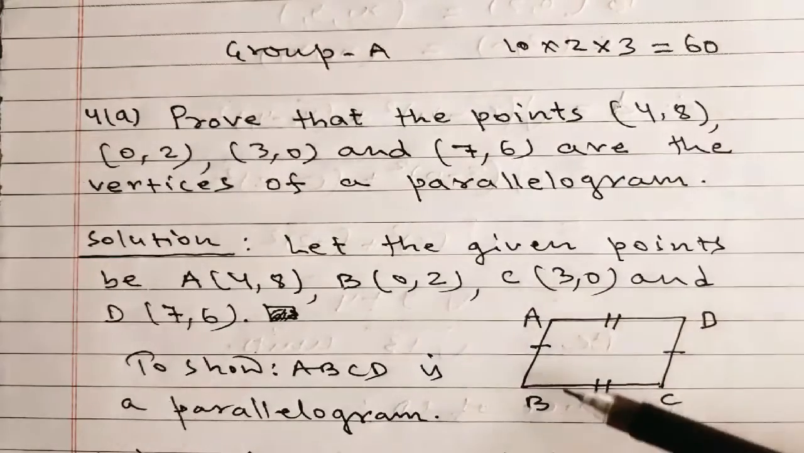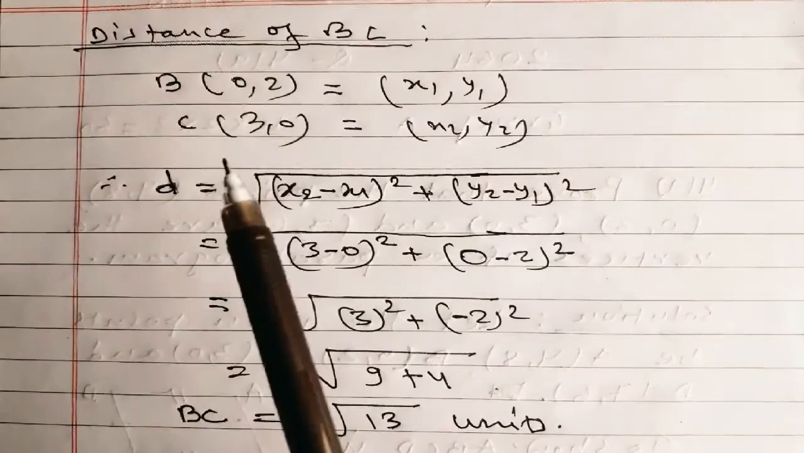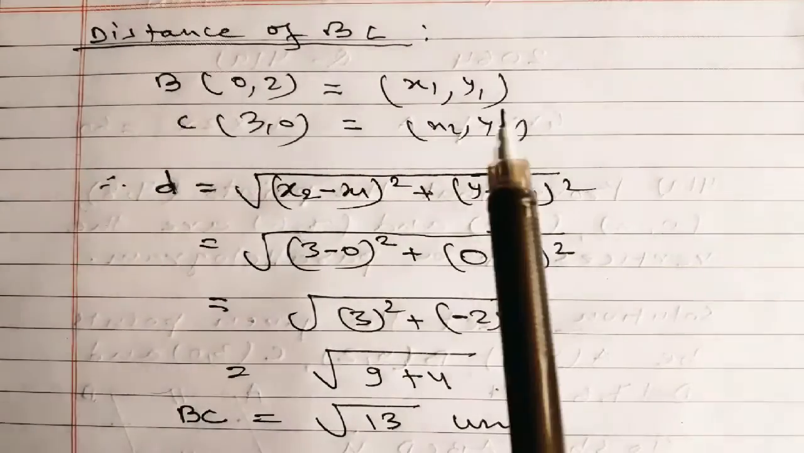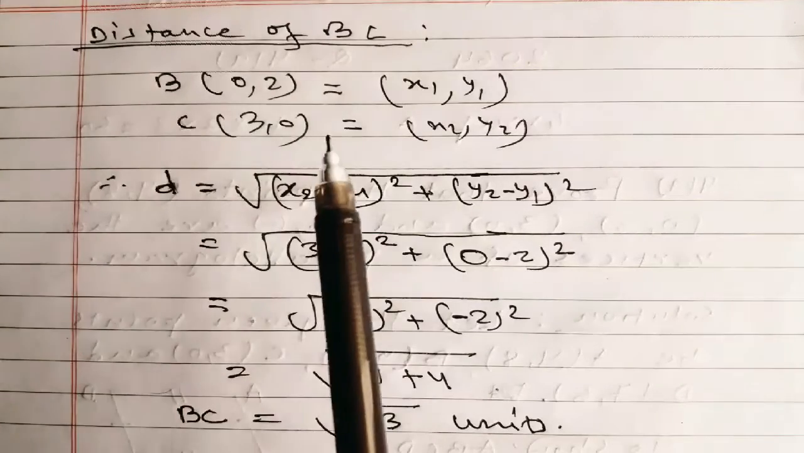After finding the length of AB, now we'll find the length of BC, the distance of BC. Let's suppose x1, y1 and x2, y2. The point B is (0, 2) and the point C is (3, 0).